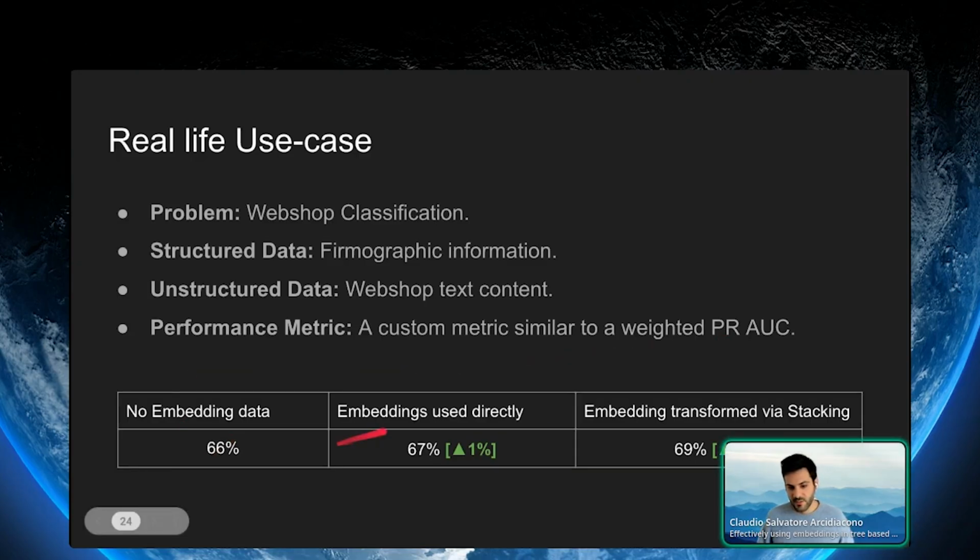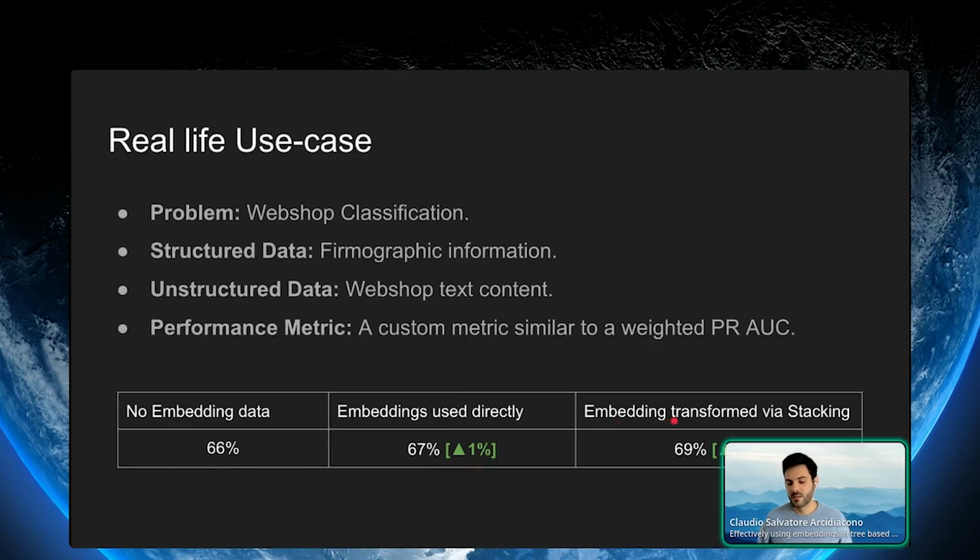I wanted to show you a bit of the different performances that we obtained. When we didn't use any embedding data, so we only used structured data, just the firmographic information, we obtained a performance of 66%. Then if we just include embeddings directly into the model, without the stacking ensemble, but just by concatenating the embeddings with the rest of the structured data, we see an increase in performance of about 1%.